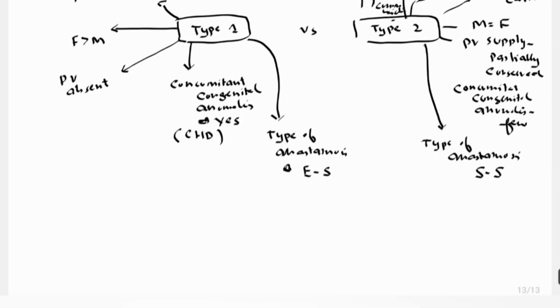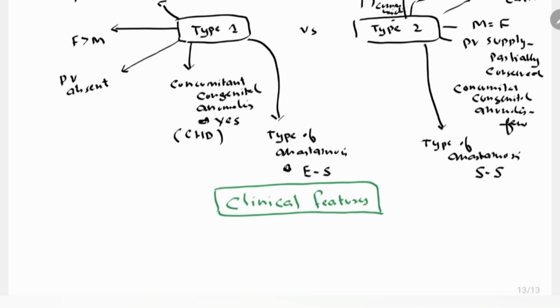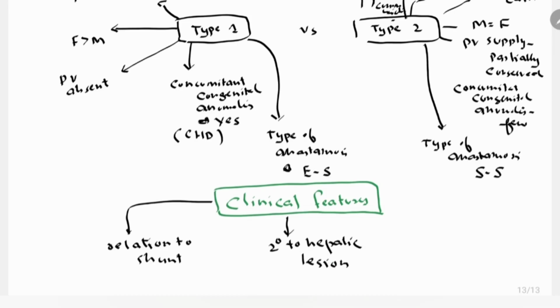Now, coming to the clinical features of Abernethy malformation. The clinical features in Abernethy malformation are either due to shunt or secondary to hepatic lesions or the symptoms associated with associated congenital anomalies.